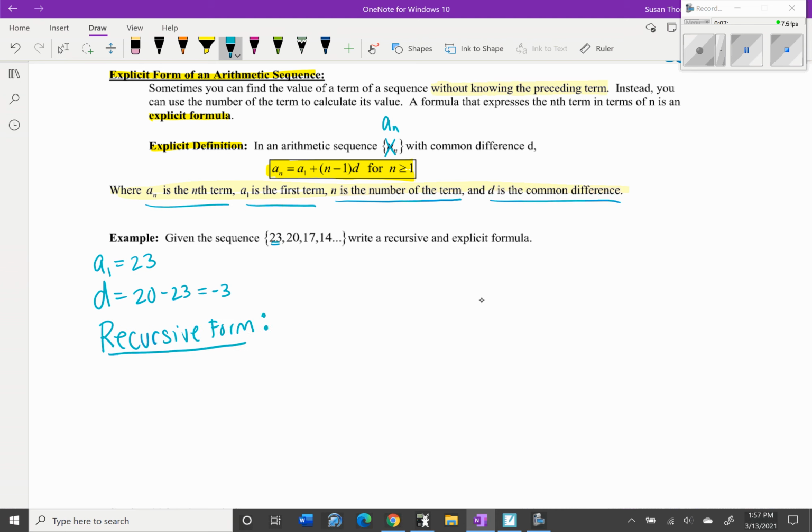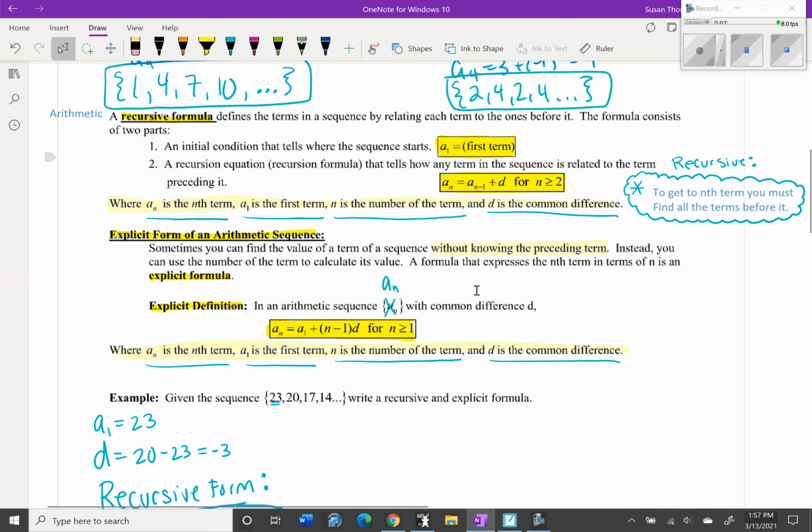remember we have two parts. We have to state the first term, so a sub 1 equals 23, and then a formula for the nth term. So a sub n is equal to the previous term, a sub n minus 1, plus your common difference, which in this case is -3. So this would be my recursive form. Again, we're just using this formula here, your previous term plus your common difference.